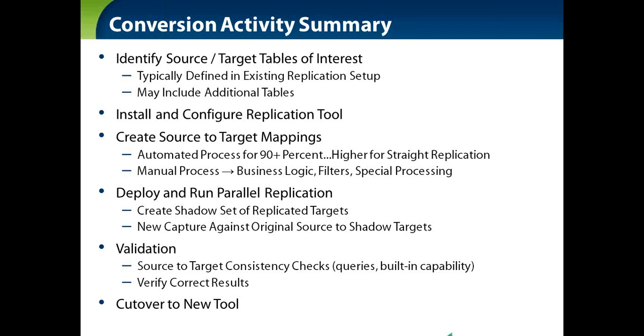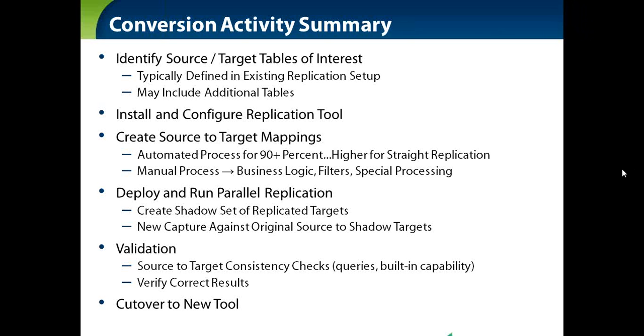All right, as far as conversion activity, once you identify the source and target tables of interest, it's usually already defined in the existing replication setup, but it may include additional tables that were planned to be part of the existing tool but never made it. Then you want to install and configure the tool itself. Create the source to target mappings. Again, automated is better. Manual is usually required for business logic, any kind of special processing, filters, and so on.